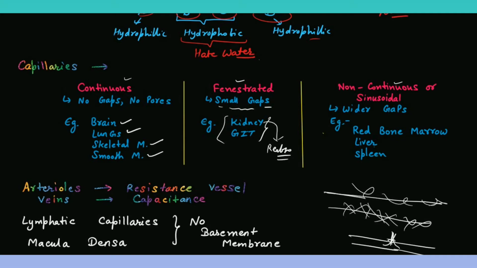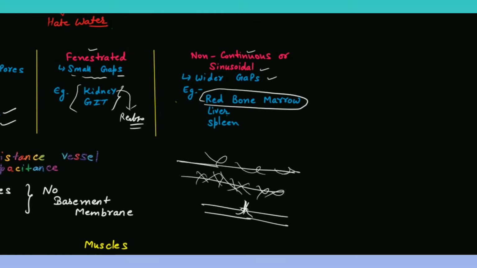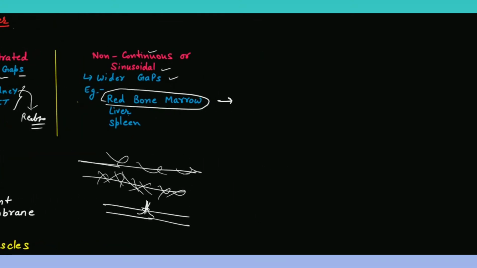Then non-continuous or sinusoidal capillaries have wider gaps, very big gaps should be there. That is the red bone marrow. Why in the red bone marrow? We know that red bone marrow produces red blood cells, WBCs, and platelets. That's why they need wider gaps to release their RBCs, WBCs, and platelets. That's why they're called non-continuous, or sinusoidal, or wider gap capillaries.